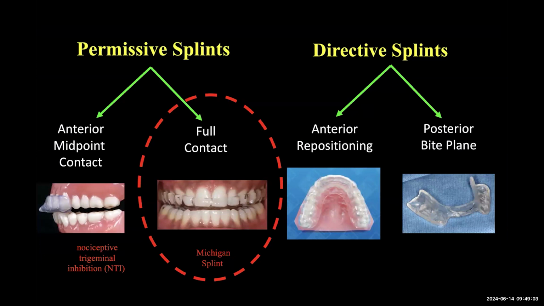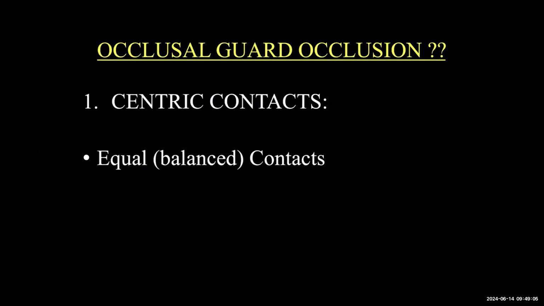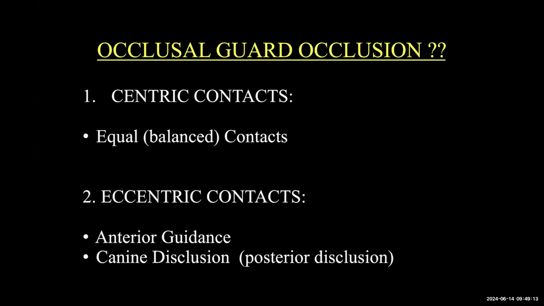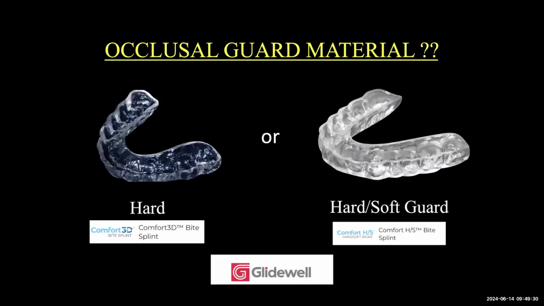So basically, it needs to be full contact. And when you build the occlusion on this, you need equal balanced contacts in centric. And then in eccentric, it should be the same type of occlusion that is in your final prosthesis. A lot of people build a balanced occlusion on the occlusal guard, which is not ideal. You want anterior guidance, canine disclusion, the same as on your prosthesis. So whether you build ramps or whatever, you need to disclude off those cuspids and then in protrusive.